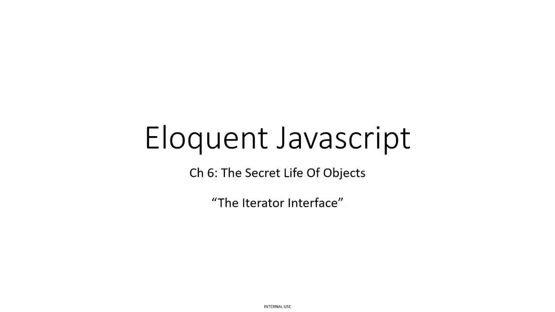My name is Chris, and today we're going to be continuing along the book Eloquent JavaScript, talking about Chapter 6, The Secret Life of Objects. And today we're going to talk about the Iterator interface.